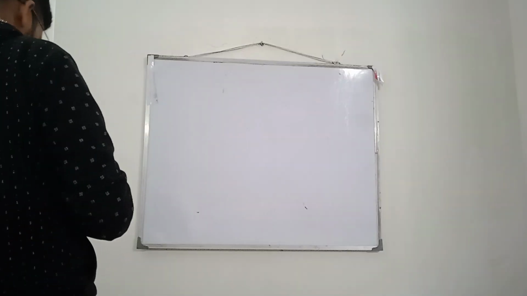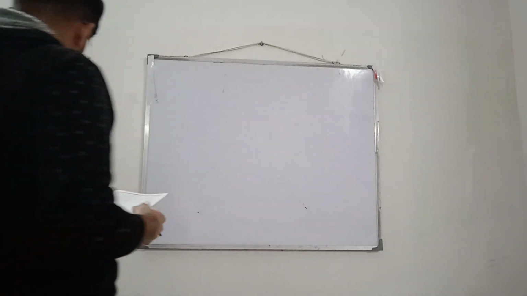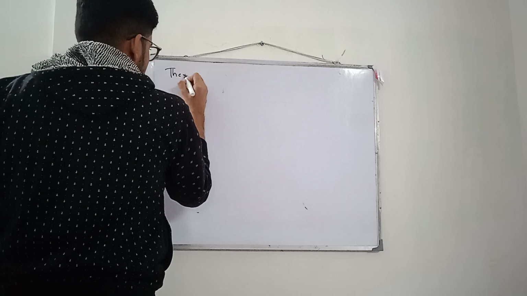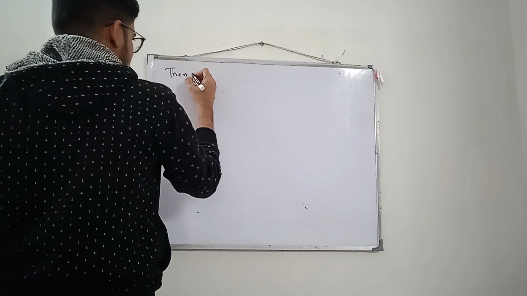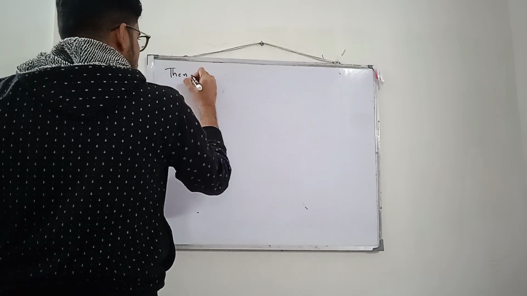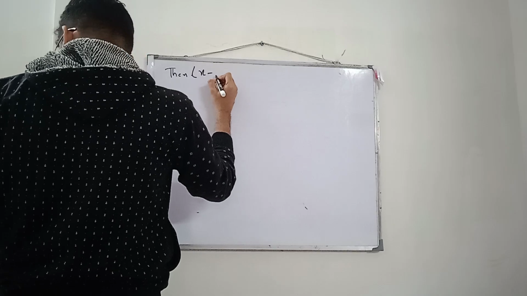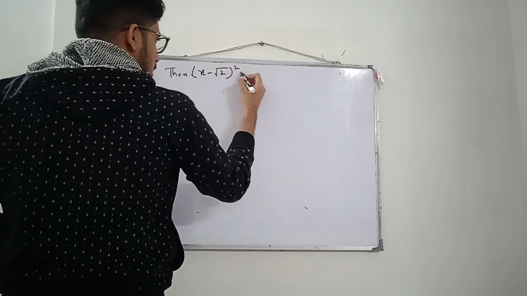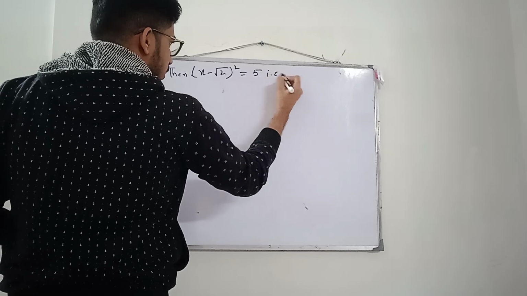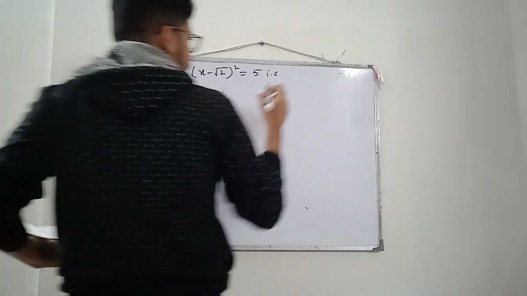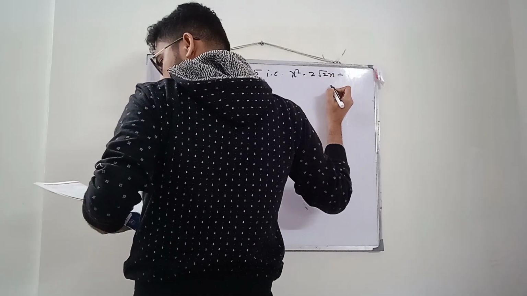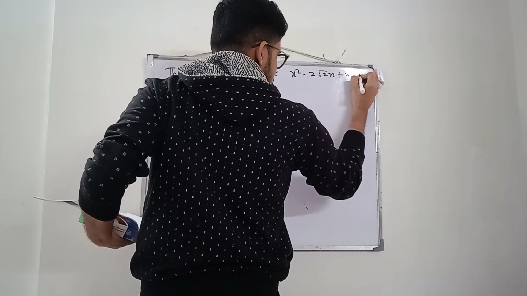I will solve how this x square minus 3 is coming. Going to the previous line, which is x minus root 2 whole square is equal to 5. That is x square minus 2 root 2x plus 2 is equal to 5.